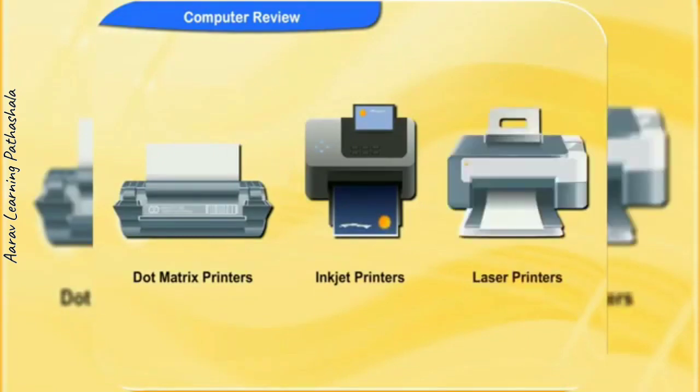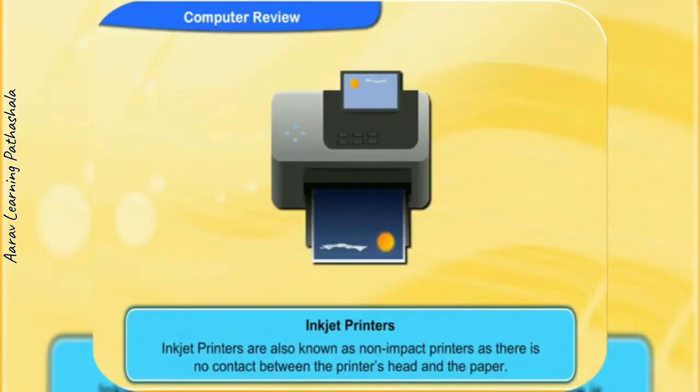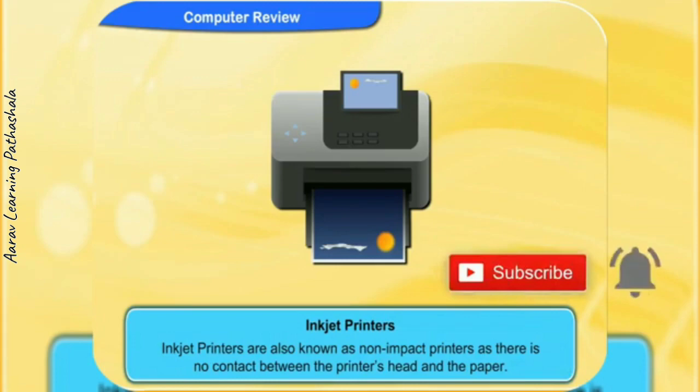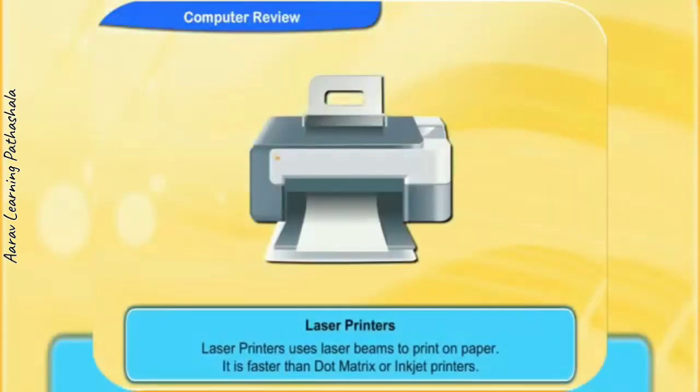Correct. Let me tell you the difference between each of these printers. Dot matrix printers are also known as impact printers. It works like a typewriter. Its drawback is it is slow and noisy. Inkjet printers are also known as non-impact printers, as there is no contact between the printer's head and the paper. However, it is expensive and consumes a lot of ink.